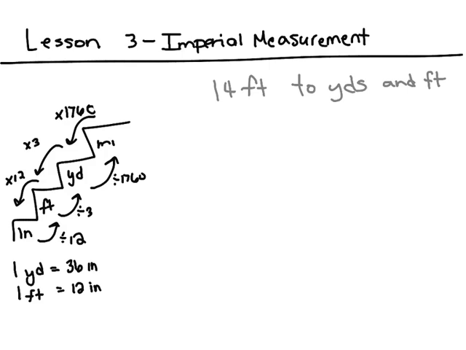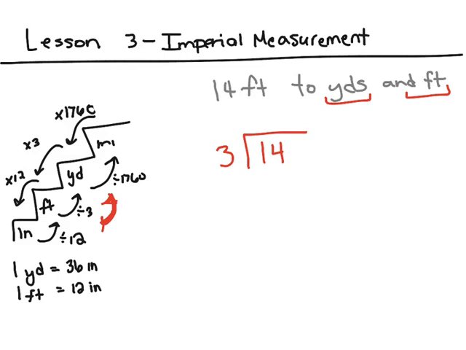Okay, when you're converting 14 feet to yards and feet, because we have 2 different units, the way that we are going to solve for this is we're going to use long division so that we can find a remainder. So going from yards to feet, or feet to yards, I should draw the arrow the other way. There we go. We're dividing by 3. So you take your number, 14, and we're going to divide it by 3, because that's what step we're going up.